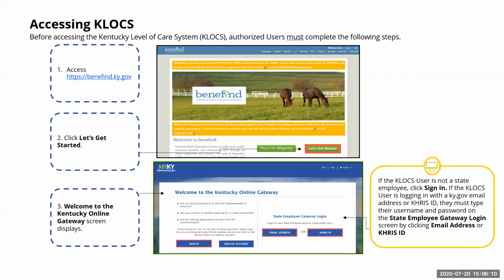I do want to call out here, if you are a state employee, then you're going to have a different login. You're just going to want to click on the right side where it says State Employee Login. Click where it says email address or that CRIS ID. If you're not a state employee, then you're going to want to click on the left where it says sign in. So just wanted to call out that there are 2 different logins on this page.